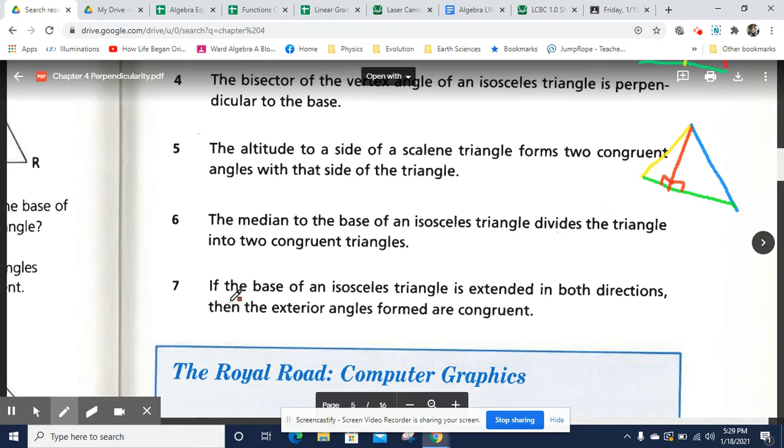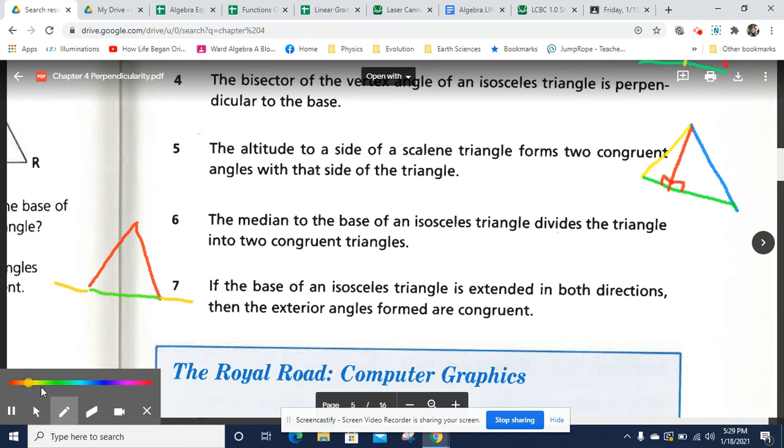If the base of the isosceles triangle is extended in both directions, then the exterior angles formed are congruent. So that sounds weird, but if we draw it, it's not that hard. So we'll have an isosceles triangle. Okay, and we'll draw a base, and then we'll extend it in both directions like that.